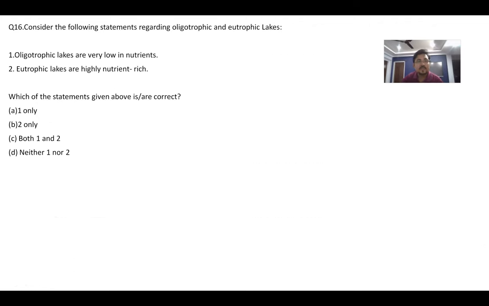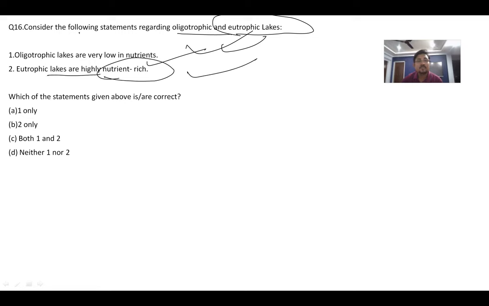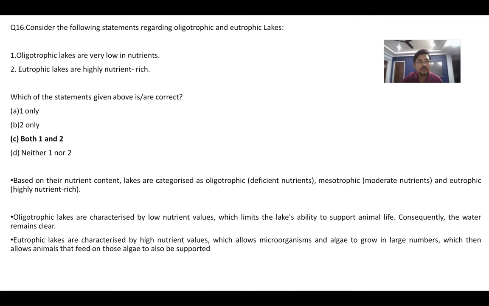next we go to 16 number question regarding oligotrophic and eutrophic lake or kotha. Oligotrophic lakes are very low in nutrients and eutrophic lakes are highly nutrient rich. Bili koise kuntu statement khuddo kuntu bhul khudise. So yate duita statement khuddo.